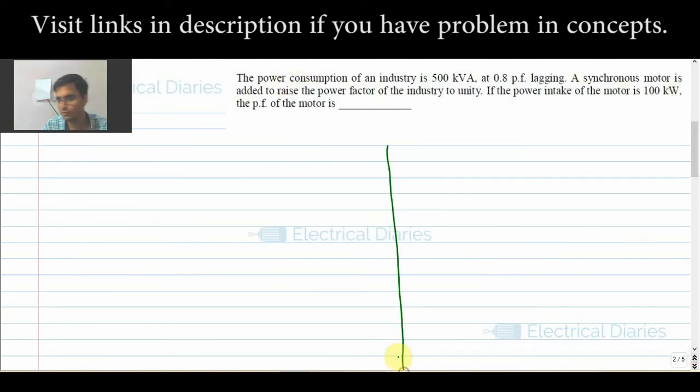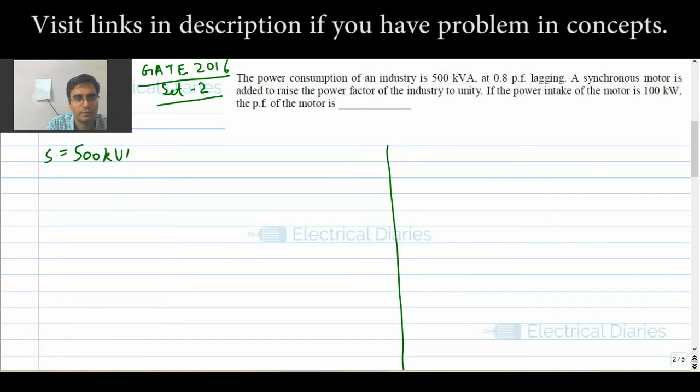Now let us move to the next question. It is GATE 2016 set 2. The power consumption of an industry is 500 kVA. S is 500 kVA at 0.8 power factor lag.